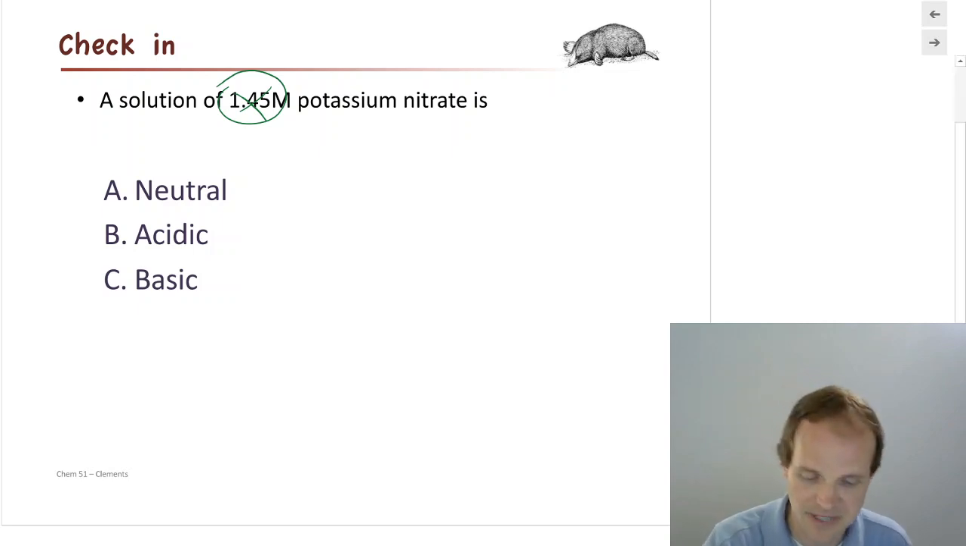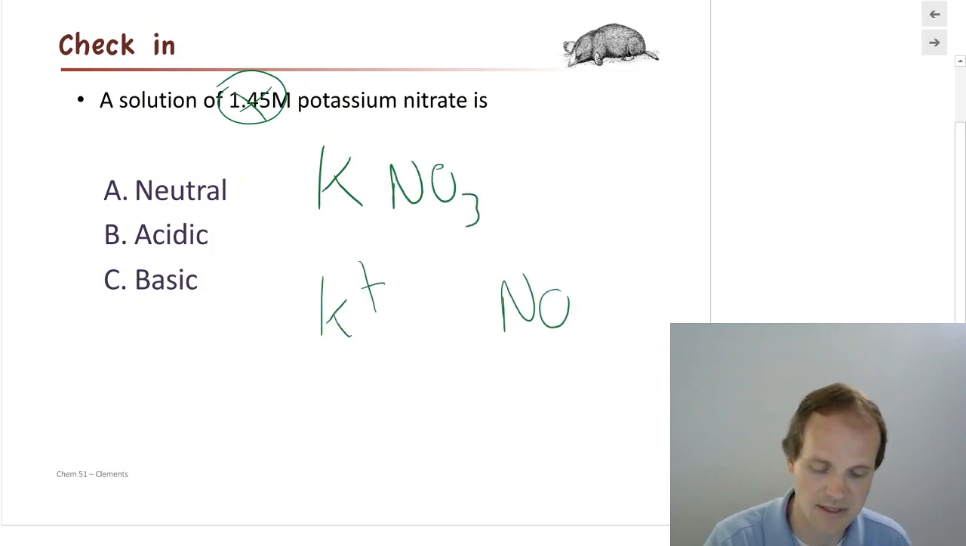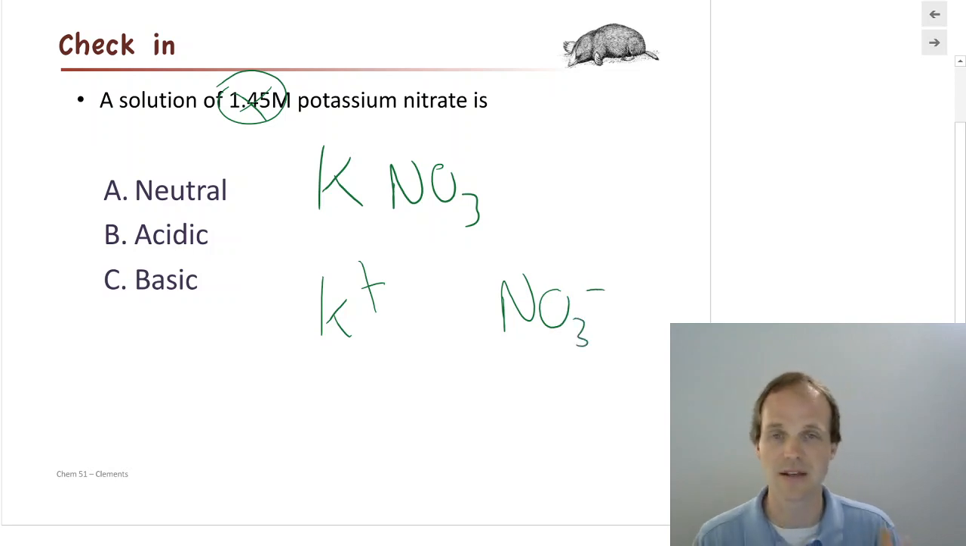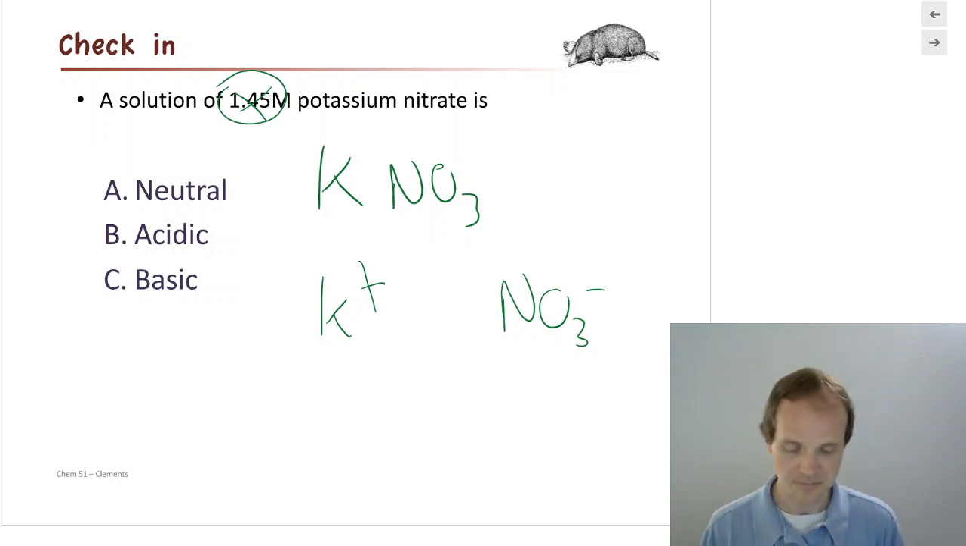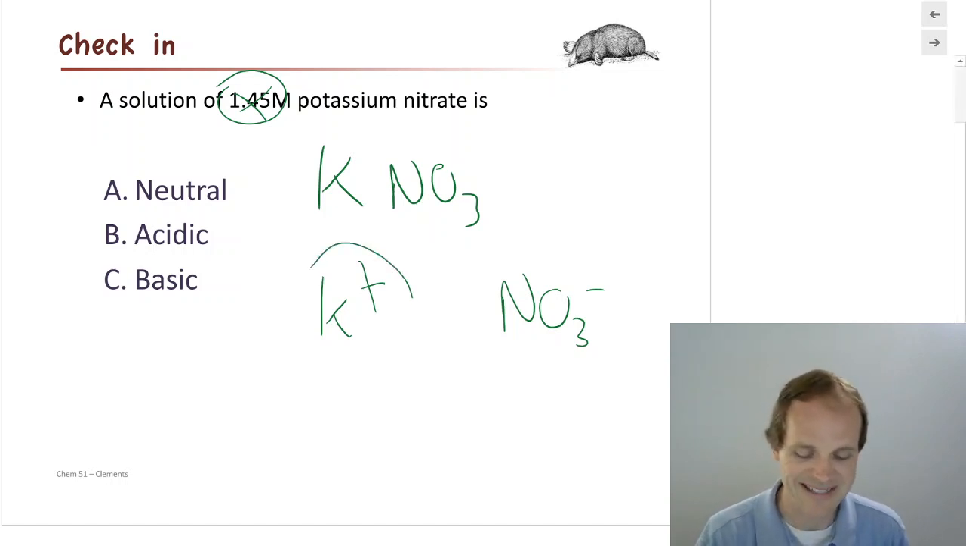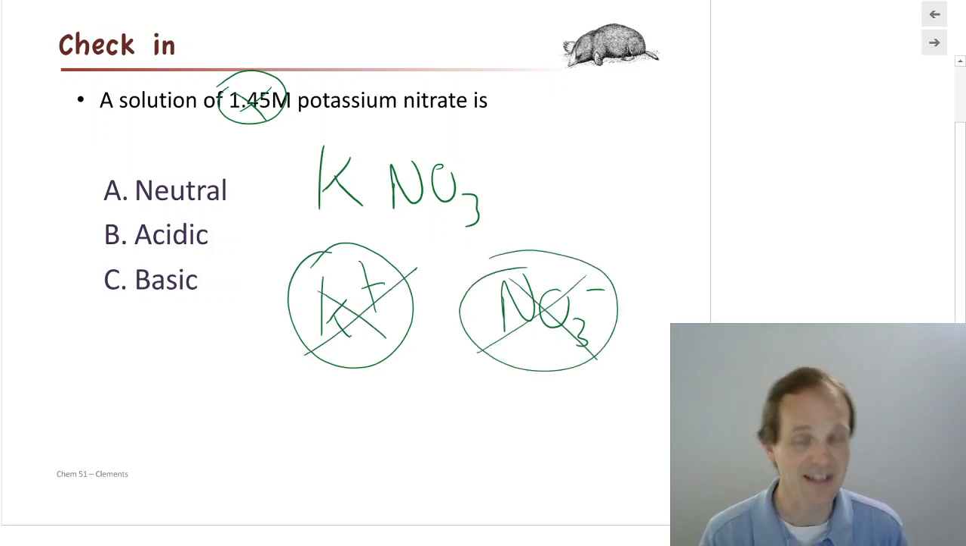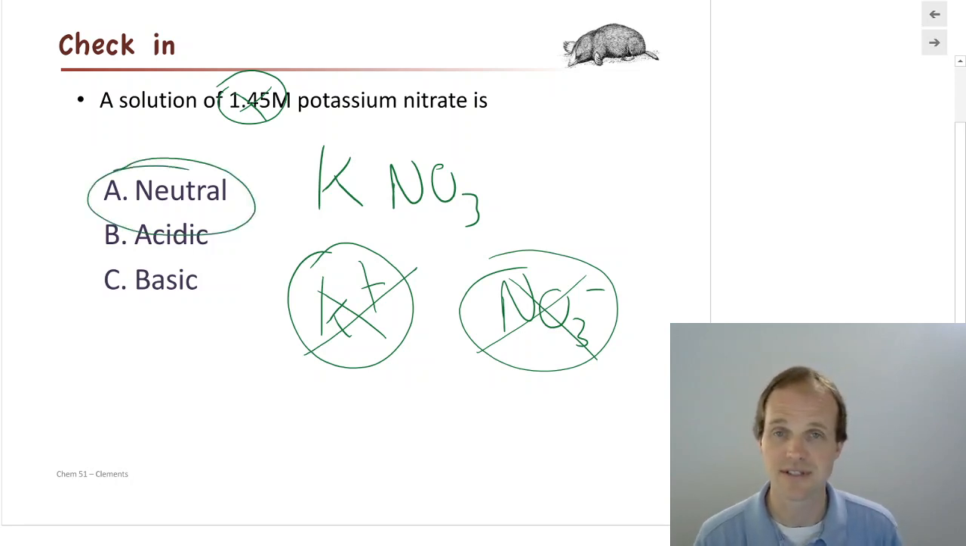So potassium nitrate, KNO3. What is potassium going to do, and what is nitrate going to do? How did we know that? Because we know that all potassium salts are soluble, all nitrate salts are soluble, so we know it's going to break apart into those ions in solution, and we're all good. Potassium, we've explored that already. Nothing's going to happen. Nitrate, we've explored that already. Nothing's going to happen. And so if nothing's going to happen and nothing's going to happen, we're going to have a neutral solution.